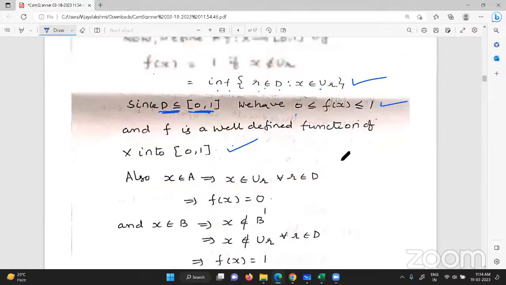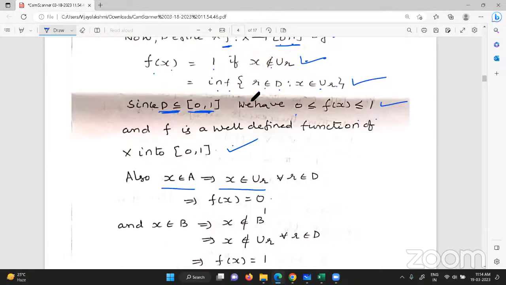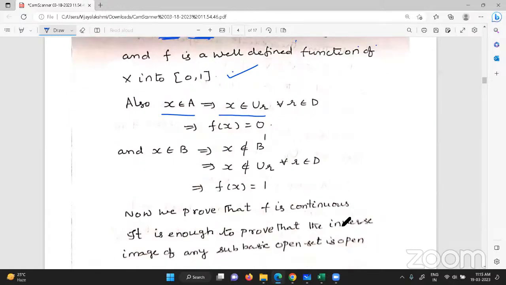Now, what do you mean by x belongs to A? If x belongs to A, you have x belongs to UR. If x belongs to UR, it is the infimum of dyadic numbers. What will be the infimum of dyadic numbers? 0. D is ranging from 0 to 1. For this, supremum is 1, infimum is 0. So if x belongs to A, it implies x belongs to UR, which implies f of x is 0.